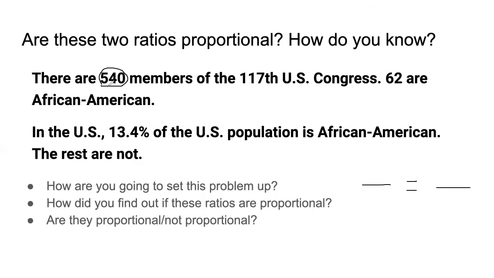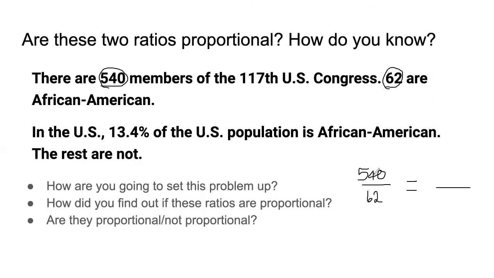We got 540 members of the 117th US Congress. This isn't a number we have to worry about. This is describing US Congress. And then 62 are African American. Okay, so we got 540 in the first fraction, and then under that, we got 62.